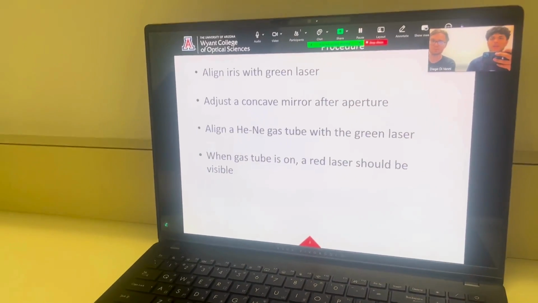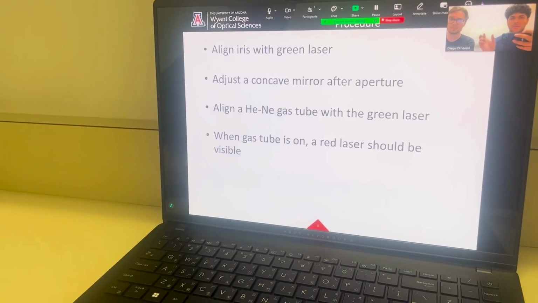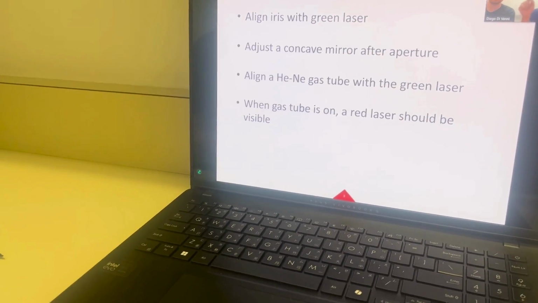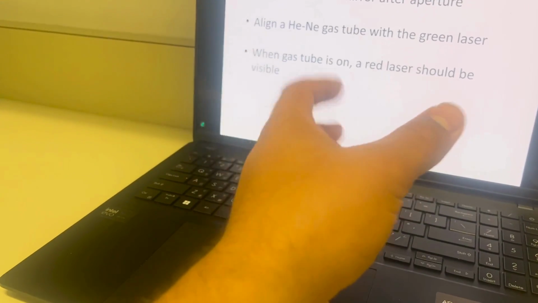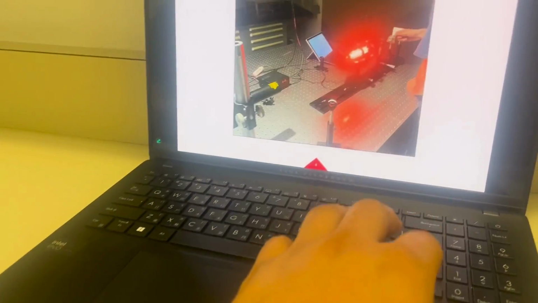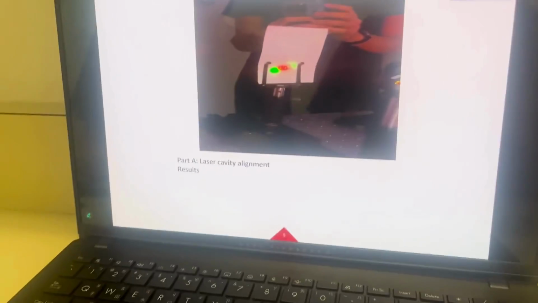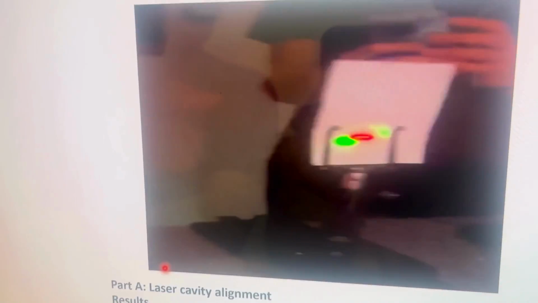So in part A, we aligned the beams with the green laser. We adjusted the concave mirror after the aperture. We aligned a helium-neon gas tube with the green laser going into the tube. When the gas tube is on, a red laser should be visible. As shown in the video, Tyler was tilting the mirror to make the laser go through it and to offset the higher mode of the laser. So here's the video of the different modes of the laser.